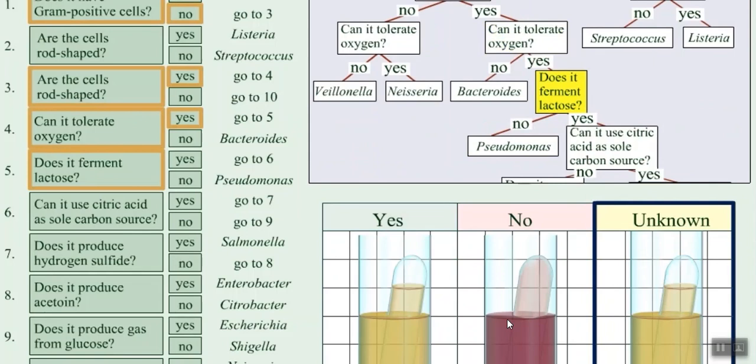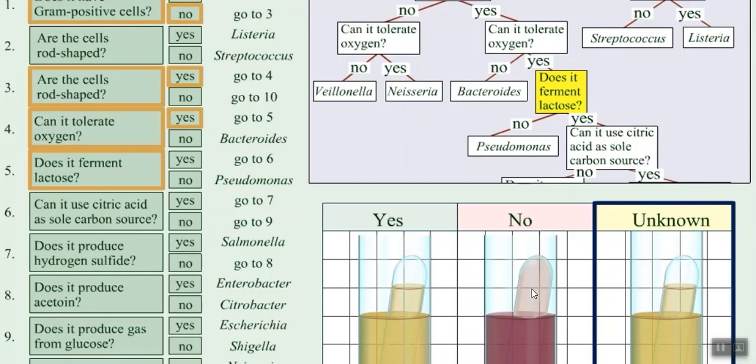And then if it can ferment it or break it down, then what happens is that it actually would turn the media a nice yellow color. And it can sometimes produce a gas in that little tube on the inside. So there's a gas that's produced there. So this would be a positive result. This is what a positive result looks like. Since Pseudomonas does not ferment lactose, it would look like this. So if the unknown had been Pseudomonas, then it would have been this color.